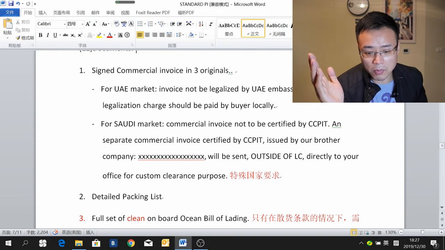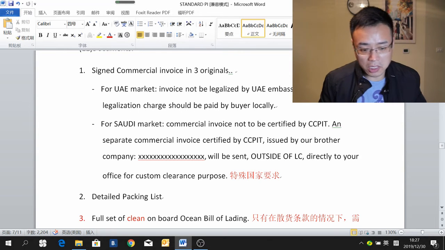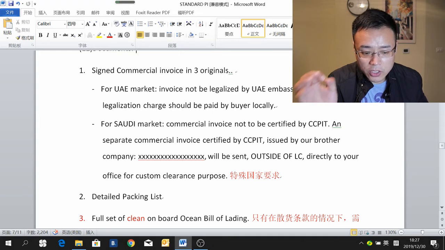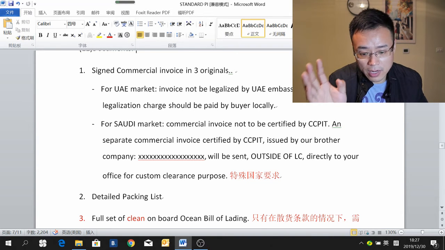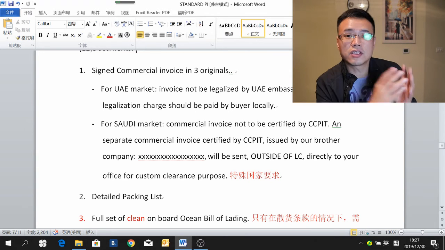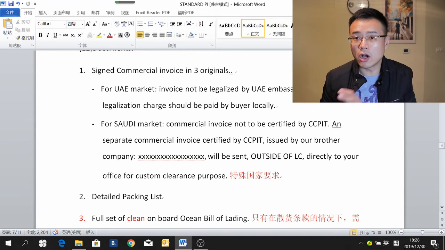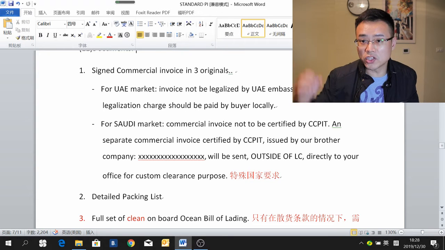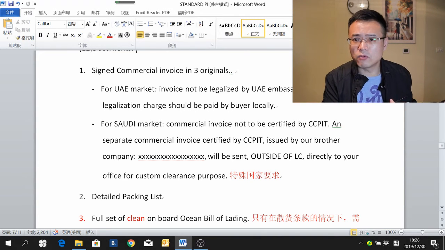For the UAE market, we always ask the client to do legalization locally, and we do not legalize the documents. Document legalization will take a lot of time. That may delay your documents presentation and also adds cost. So this is something I really try to avoid. Document legalization, basically you present the documents to the UAE embassy in China or the UAE consulate in Hong Kong, just for the stamp. They don't even read your document. You present the document there, they sign and stamp, and then they send it back. Simply a waste of time and energy.